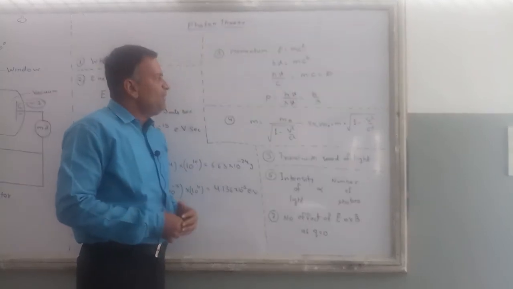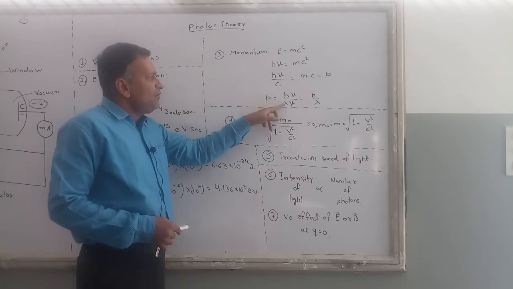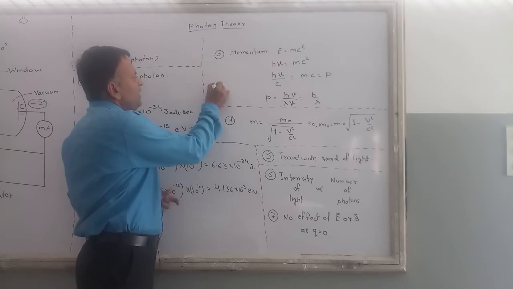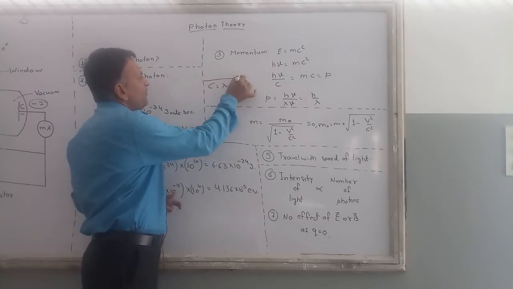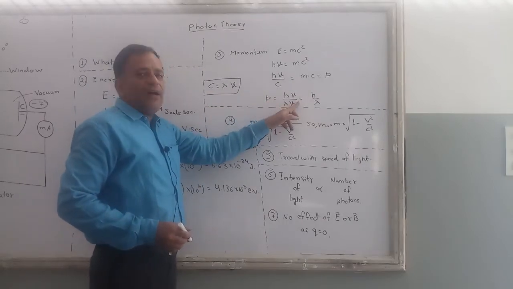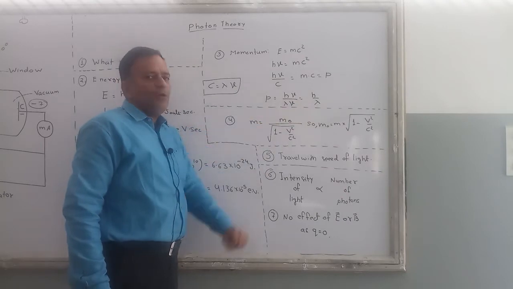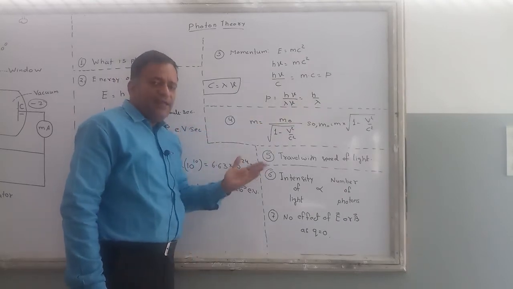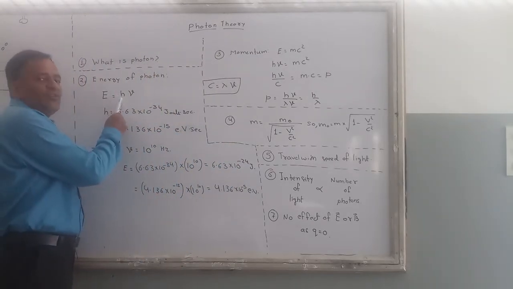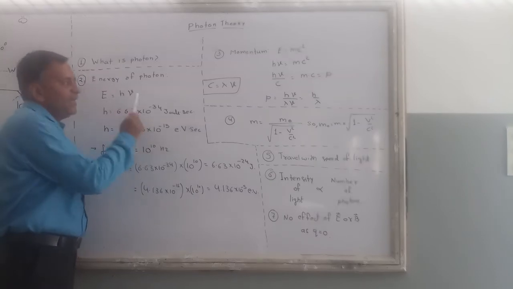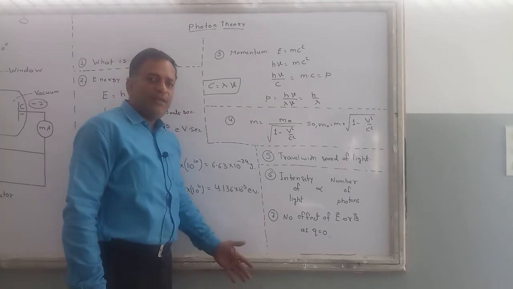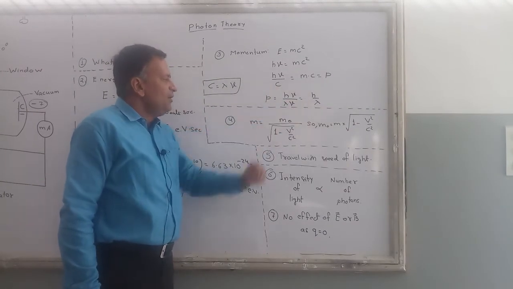Further, if you want to simplify it, then write c equals lambda into nu. Do you know this relation? Very simple relation. Speed of light is equal to wavelength into frequency. If I put this value in this equation, nu will cancel out and the momentum of the photon will be simply h upon lambda. This will be easier if you connect it like this. If you multiply Planck's constant with frequency, you will get energy, and if you divide Planck's constant by wavelength, you will get momentum. Momentum of a photon is given by h upon lambda.